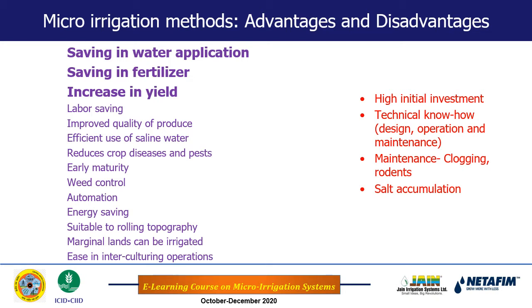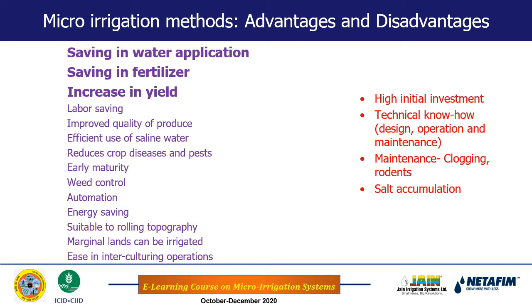This method is suitable for rolling topography. As you know, in case of the surface irrigation method, as water has to move over the land surface, land needs to be leveled actually. If we don't level the land, water won't move along the layout of the surface irrigation method, or water will be ponded. In case of sprinkler irrigation method, of course, this is also an advantage.